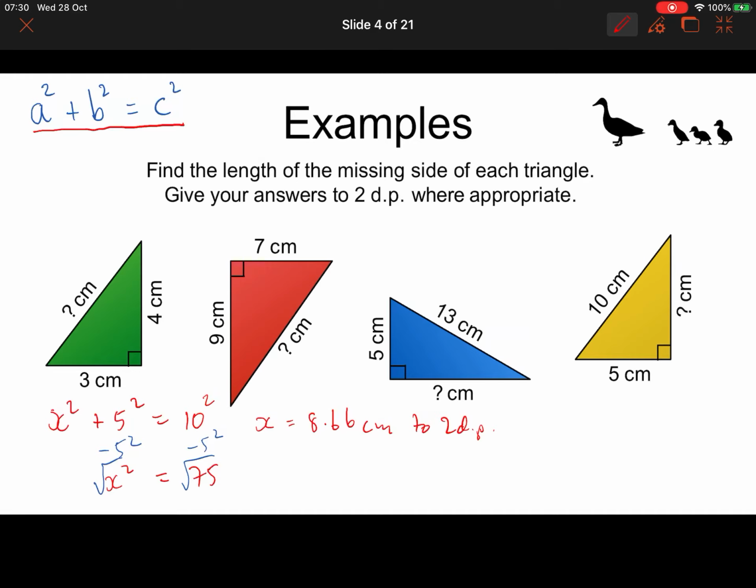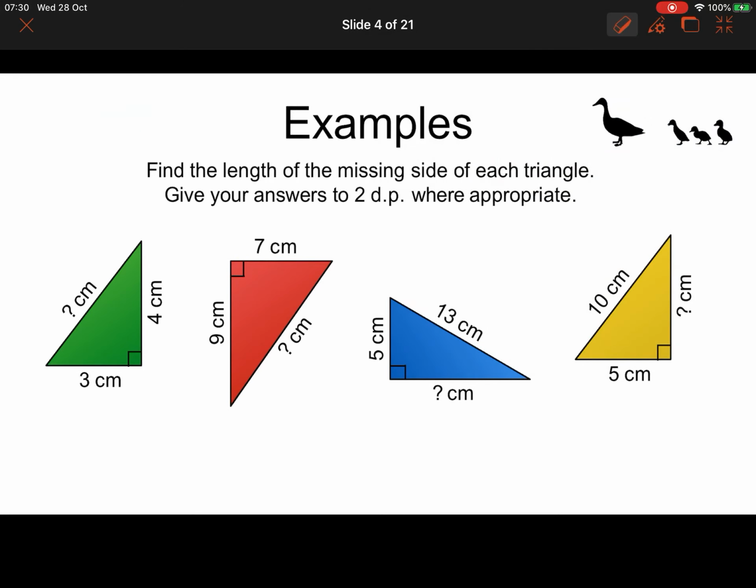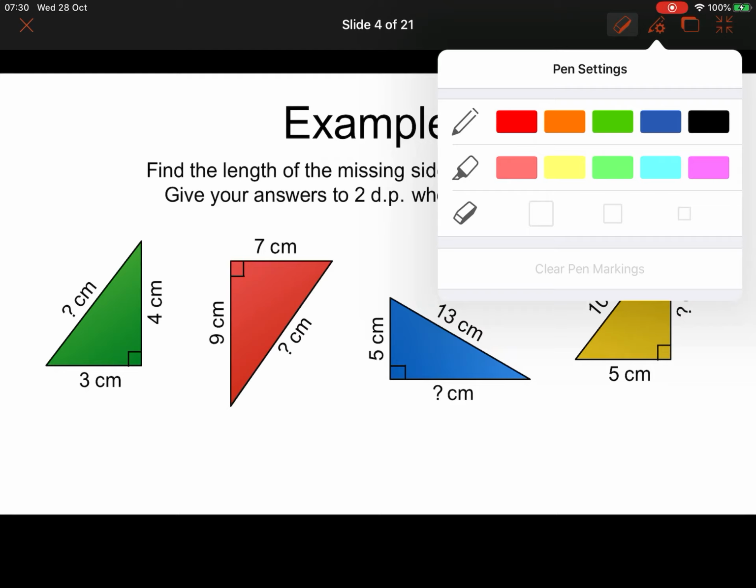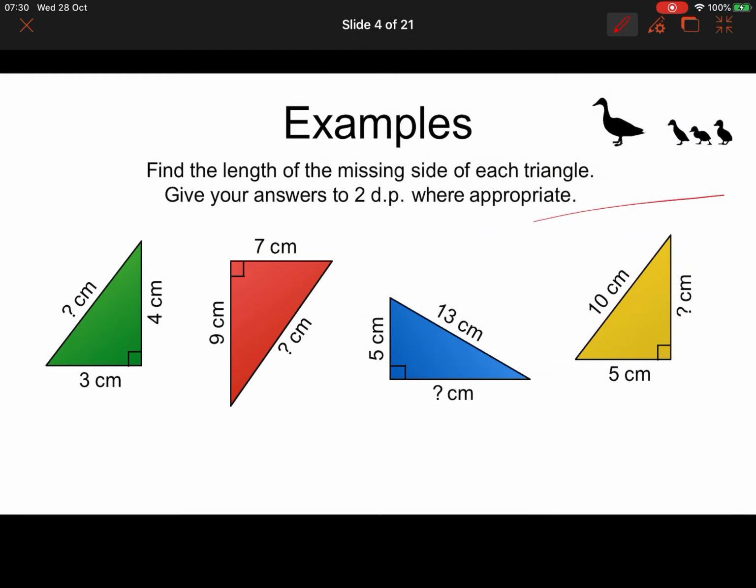Okay, so you can find missing lengths of right-angled triangles by using Pythagoras' theorem. You can find longer sides and you can find shorter sides, and you recognise that sometimes it's a nasty number, and so you're going to have to use a calculator to find it. Okay? Right, so obviously what I want you to do now is do a little bit of practice.